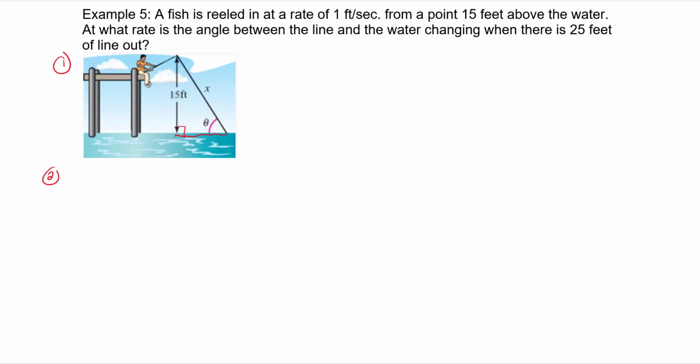So step 2, let's figure out what we know. We know a fish is reeled in at a rate of 1 foot per second. So in this case, the fish is being reeled in, so think about what's happening. Which of those sides is changing? X is changing, right? Our fishing line is coming in as you're reeling the fish in. So dx/dt, and in this case, it's reeling it in. What's happening to that line? It's getting shorter, right? So that means dx/dt is going to equal negative 1 foot per second.